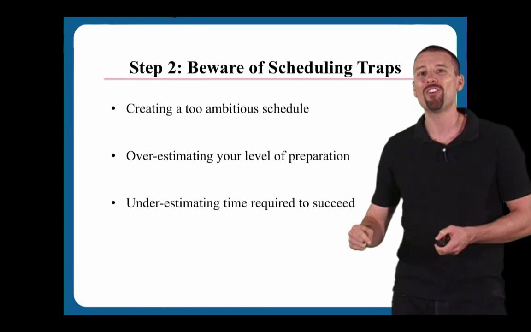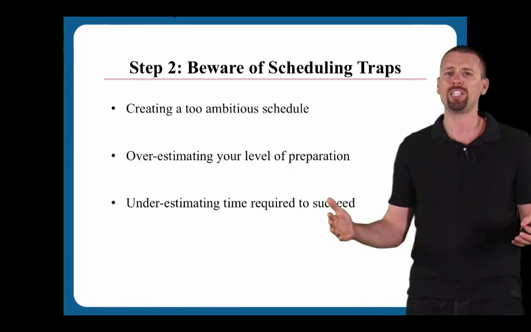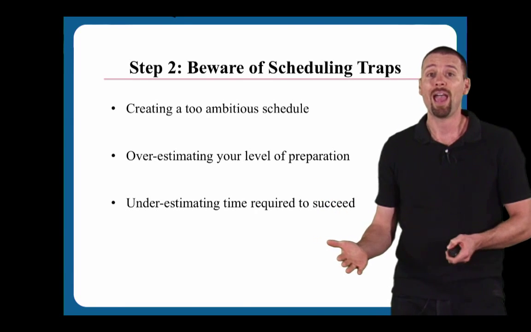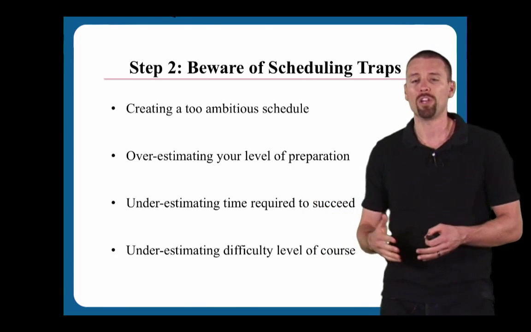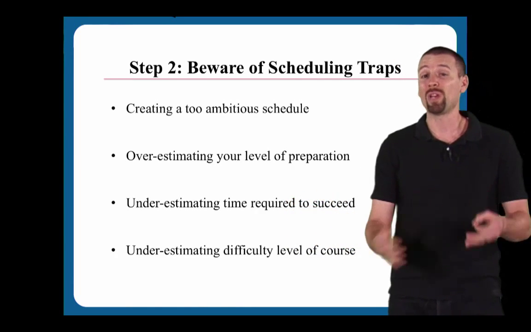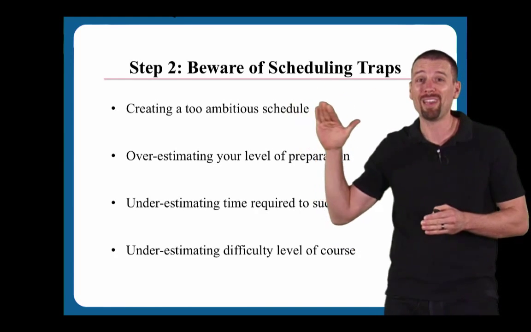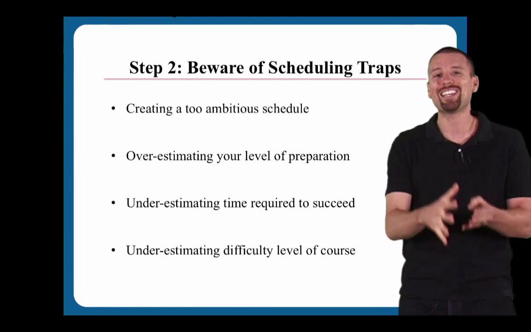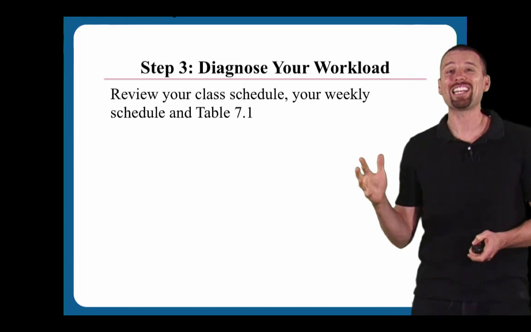Yet a third one is underestimating the time it takes to succeed in classes, thinking, oh, I only need to spend 1 hour a day, and then realizing, oh my God, I should have spent like 4 or 5 hours a day. And then the last one is underestimating the difficulty level of a class. This often happens where you get into the class, the first week is really easy, and you say, oh, I'm going to blow through this, I can handle it. 3 weeks into the class, the exam starts happening, and you're thinking, oh my God, this is really hard. So these are common scheduling traps. We're going to go through the process of making you aware of them now, helping you make a decision to avoid these.